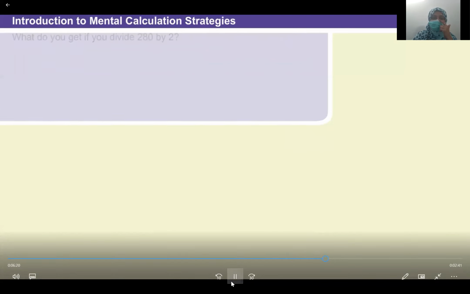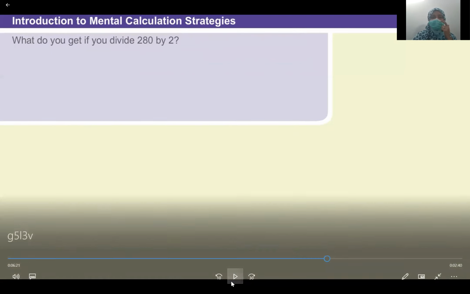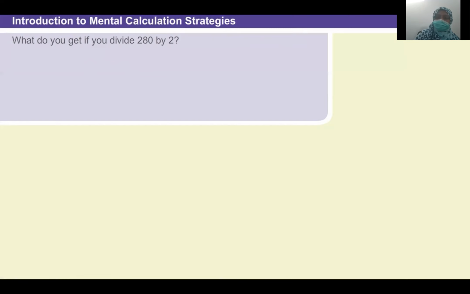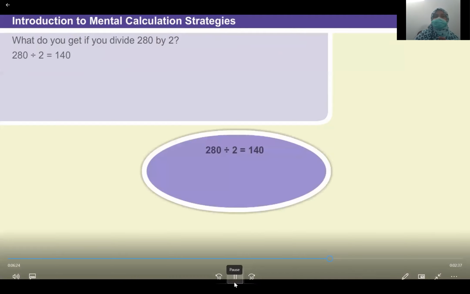Okay, so if you multiply by 2, it means it's doubling. And what about dividing a number by 2? What do you get if you divide 280 by 2? If you divide a number by 2, how do you get it? Dividing by 2, in this question, you will be getting 140.